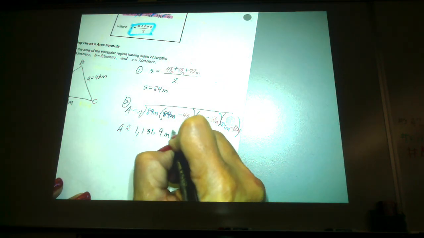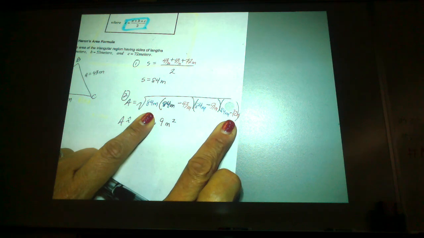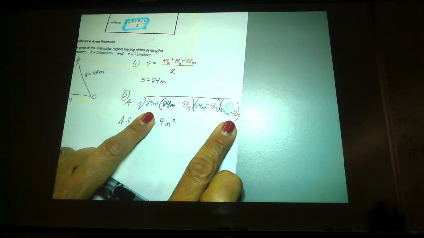What units? It actually is meters squared because here we have meters. This will give you meters, that's meters squared, times meters again, meters cubed, times meters again, meters to the fourth. What is the square root of meters to the fourth? Meters squared.